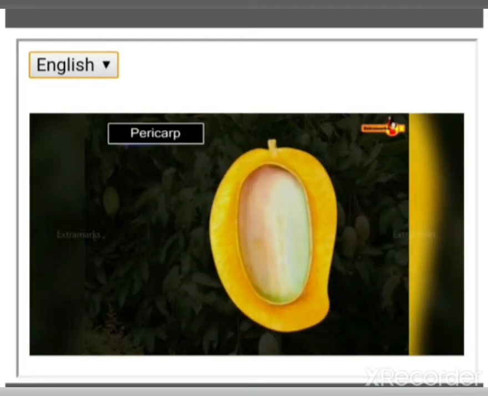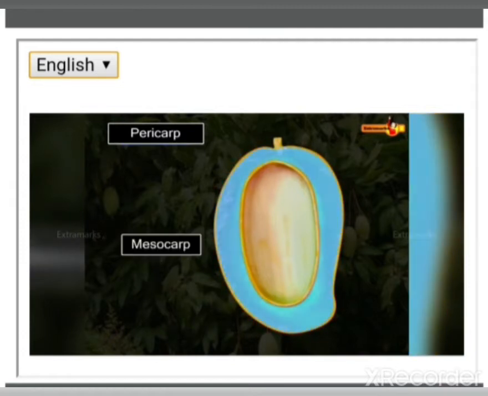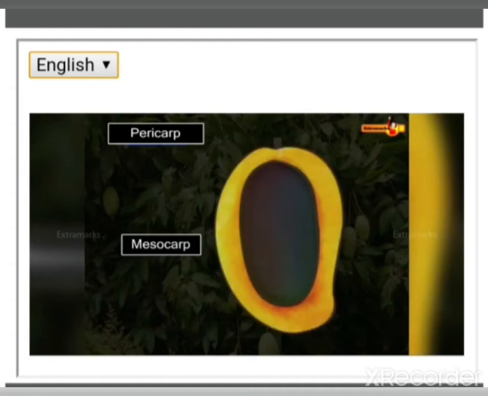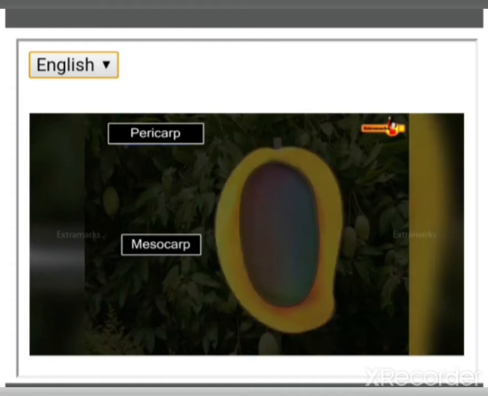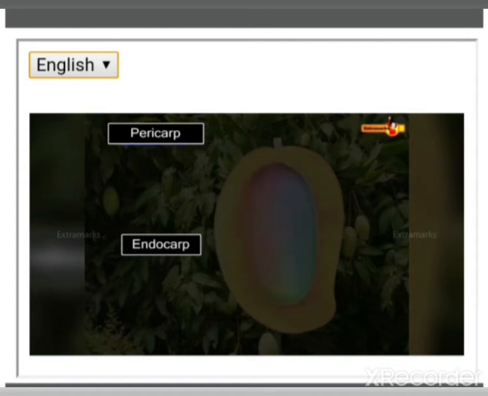The pericarp consists of three parts: epicarp, mesocarp, and endocarp. Epicarp is the outermost thin covering of the fruit. Mesocarp includes the sweet and fleshy middle layer of the fruit. Endocarp is the inner hard part of the fruit that contains seed.